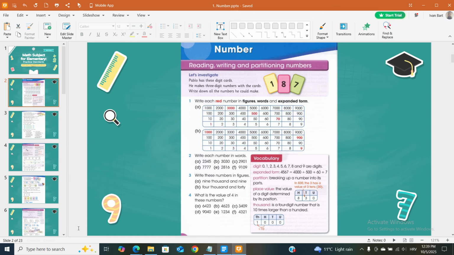1. Write each number in figures, words and expanded form. (a) 1000, 2000, 3000, 4000, 5000, 6000, 7000, 8000, 9000.